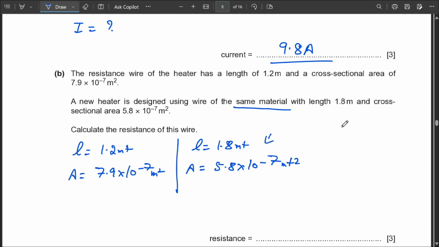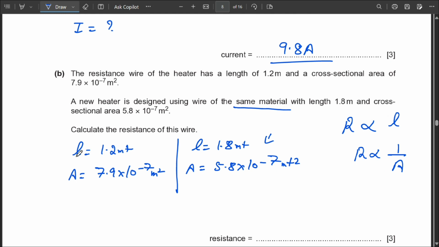First of all, we should know the relation between the resistance, the length and the area of cross section. We know that the resistance is directly proportional to the length and inversely proportional to the area of cross section. That means as the wire becomes longer, the resistance increases. As the wire becomes thicker, the resistance will decrease.